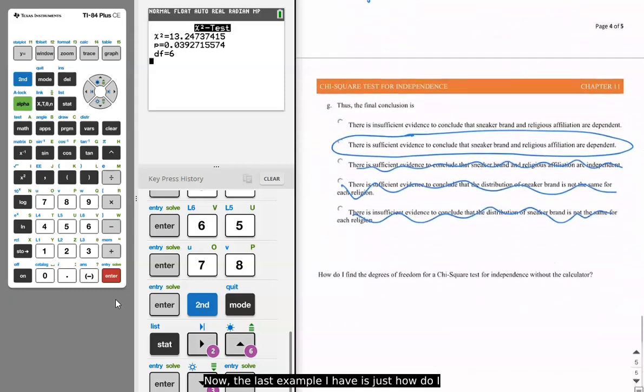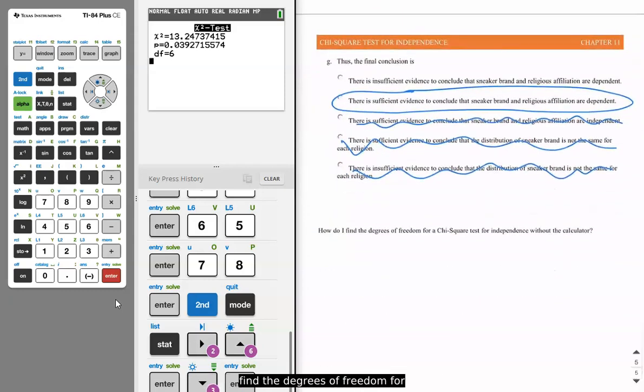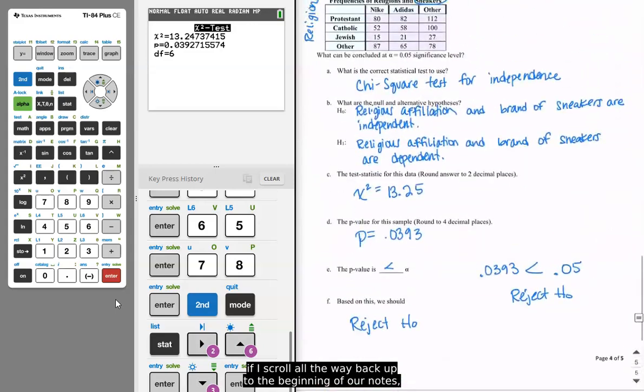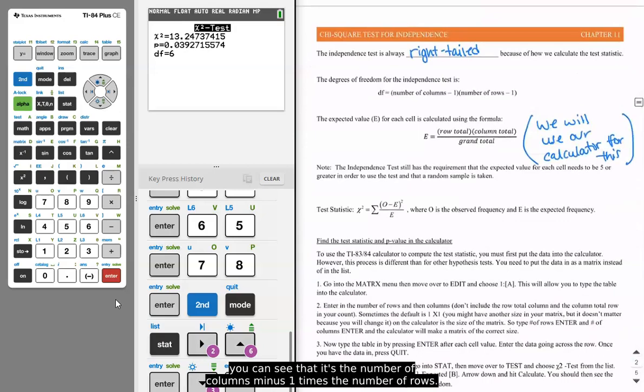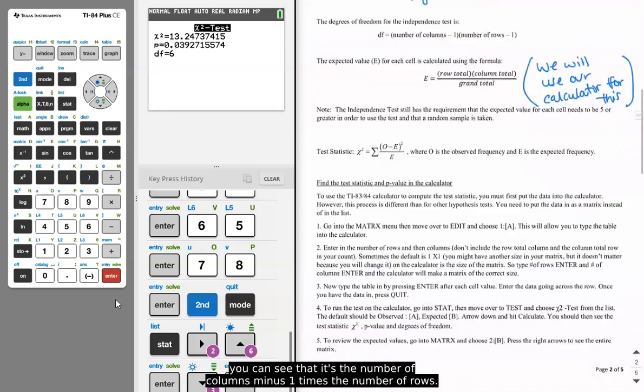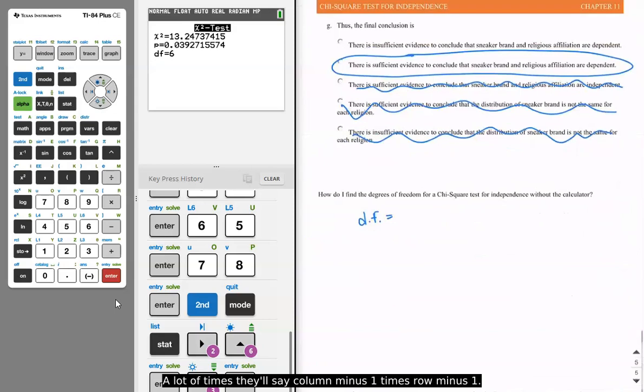Now, the last example I have is, how do I find the degrees of freedom for a chi-square test for independence without the calculator? So maybe it just wants the degrees of freedom, and you don't want to have to go through and enter all of this data into your calculator. We found that the degrees of freedom for the last one was 6. So remember, the degrees of freedom, if I scroll all the way back up to the beginning of our notes, you can see that it's the number of columns minus 1 times the number of rows minus 1. A lot of times they'll say column minus 1 times row minus 1, okay?